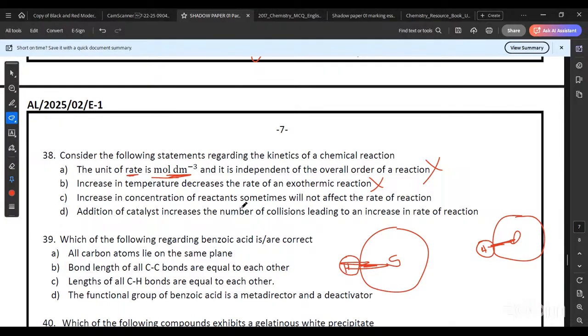Increase in concentration of reactants sometimes will not affect the rate of reaction. Yes. Zero order reactions and all, it won't affect. Addition of catalyst increases the number of collisions, leading to an increase in rate of reaction. No, catalyst doesn't increase the number of collisions, people. It increases the number of effective collisions. 5.